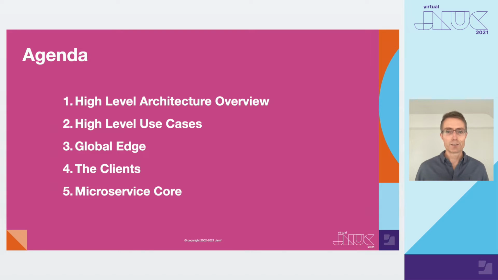Here's the agenda for today's talk. I'm going to start by giving a high-level overview of the platform architecture. Then we're going to look at a selection of product use cases to help bring that architecture to life. Then, once we're equipped with a good grasp of the basics, we're going to take a more detailed look at some of the specific areas of the architecture, including our global edge, the clients, and finally our microservice core. Along the way, I'm going to call out some of the key strengths of the platform and, as a result, why it comes together to provide such a great end-user experience.